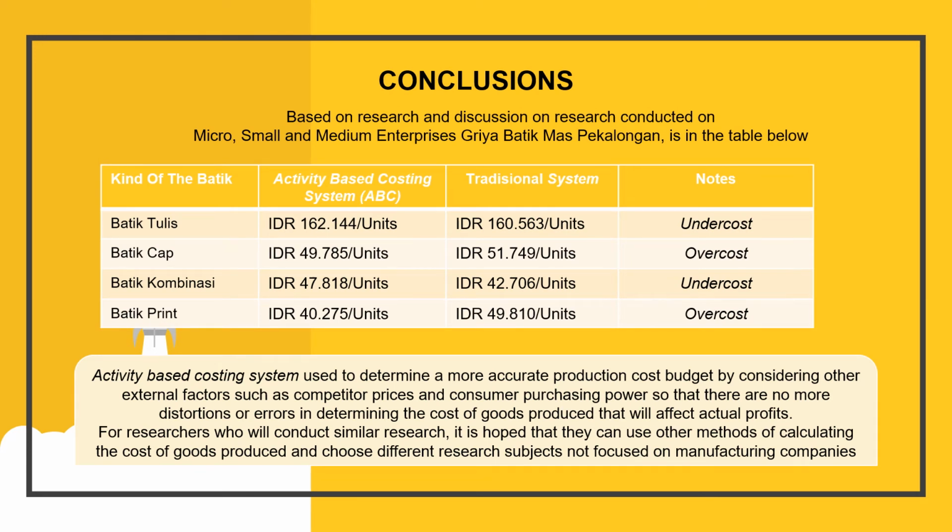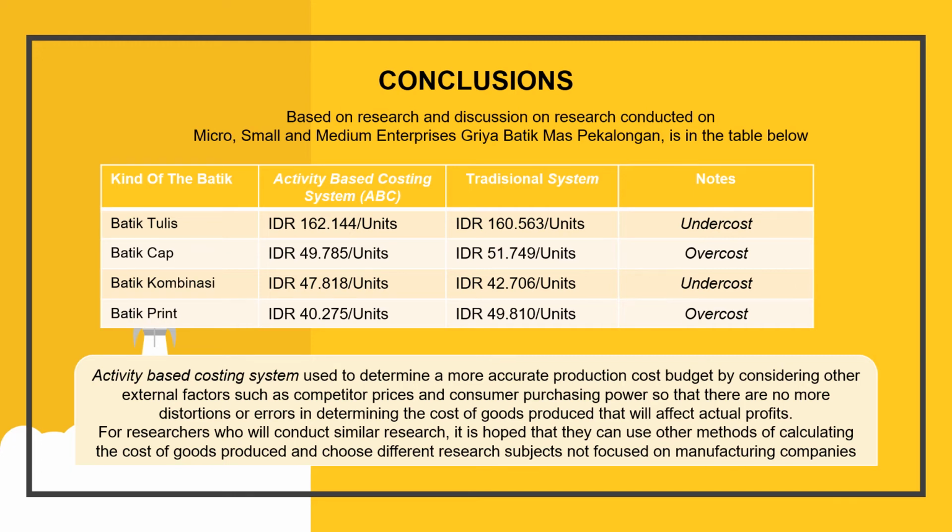Conclusion. Based on the research and discussion conducted on the micro, small, and medium enterprise Griya Batik Mas Pekalongan, the results are in the table below. The activity-based costing system for batik tulis gives 162,144 per unit. Meanwhile, in the traditional system, it is 170,563 per unit. As the conclusion, it is undercost.